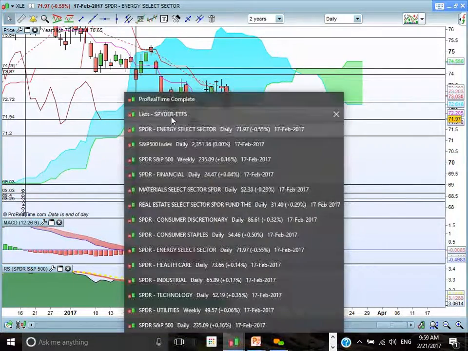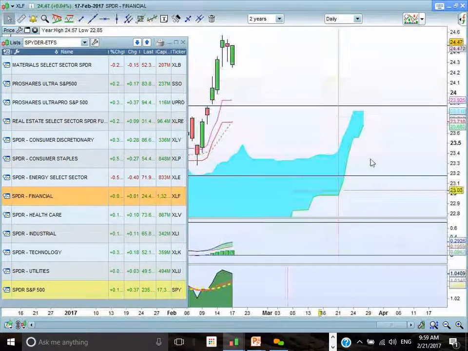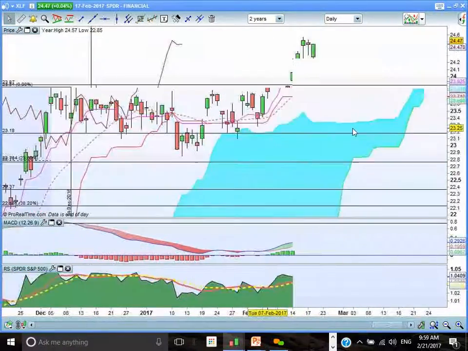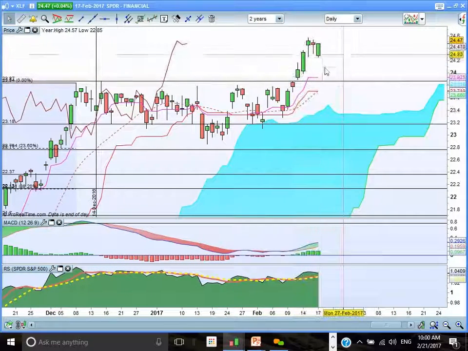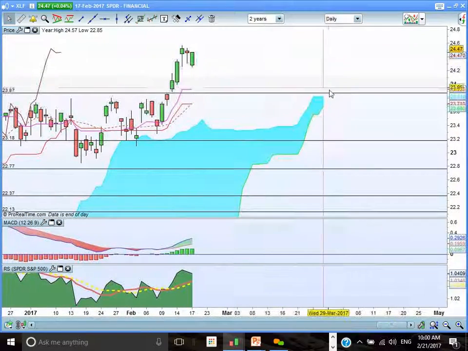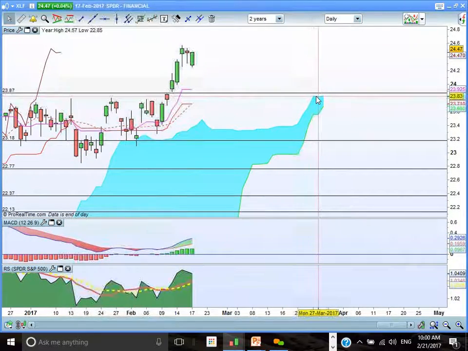Outlook still negative. Financials in need of a bit of consolidation here, back down to the top end of this range trade. Could see a pullback to the 20-day or 10-day moving average here, and then the top end of the cloud here is the next key support level.